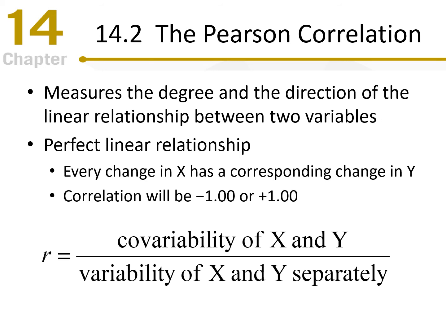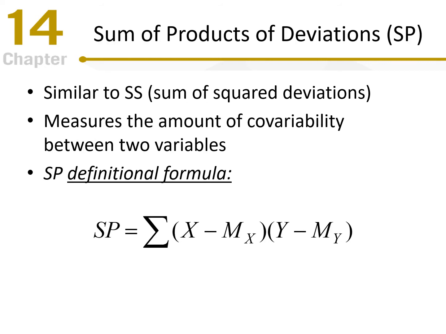You'll see that as we move on. But it's a measure of covariability, or how well x and y go together, divided by the individual variability of x and y. So to find a measure of the covariability, we're going to calculate the sum of products of the deviations. That is exactly how it sounds. It's the product of the deviation scores of x and y.